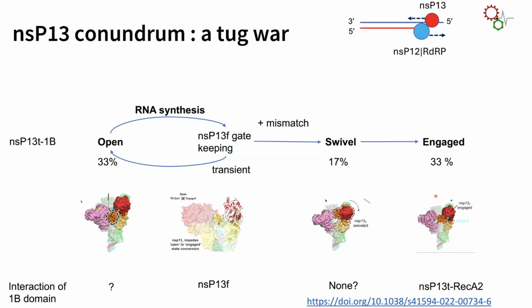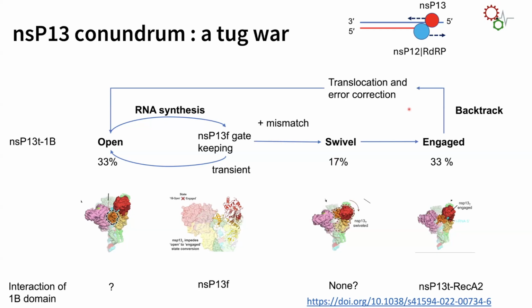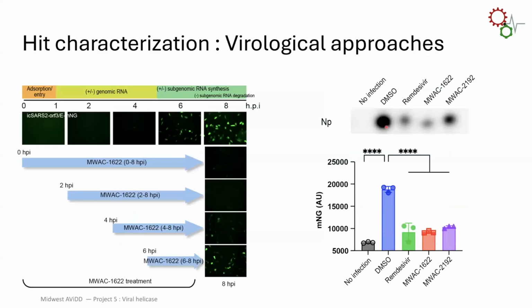So now this can go back in order to cleave that error and then make some sort of backtrack formation. This is the current hypothesis in the field for how this entire complex works under the assumption of this tug of war. So we think our compounds probably have to do with some of these steps. We are still actively working on how our compounds impact this transition state. So this is where we are as of now.